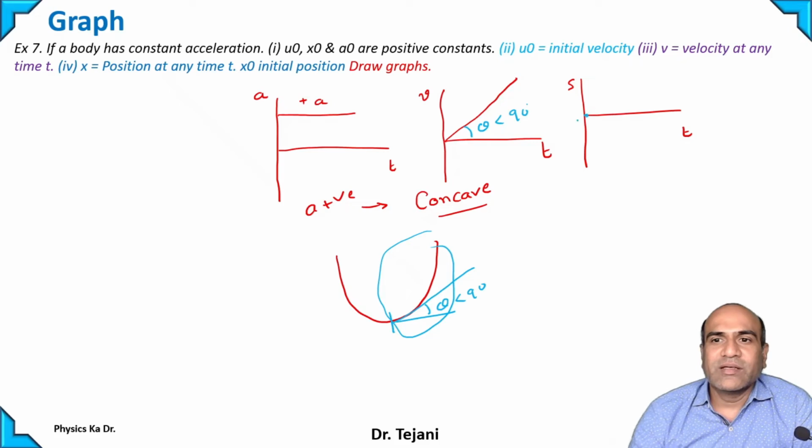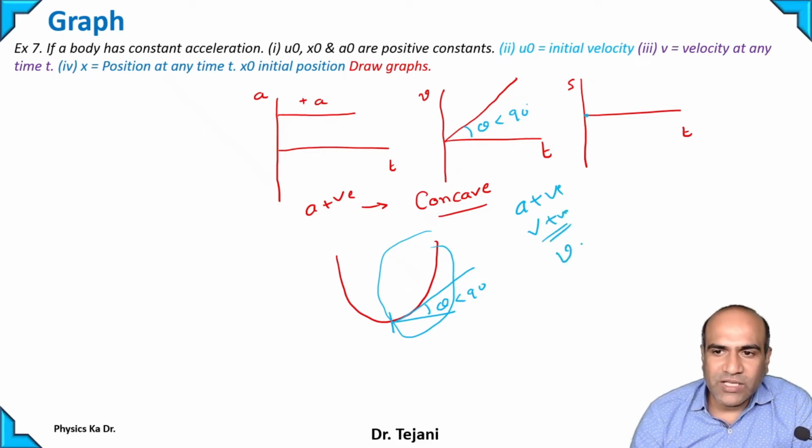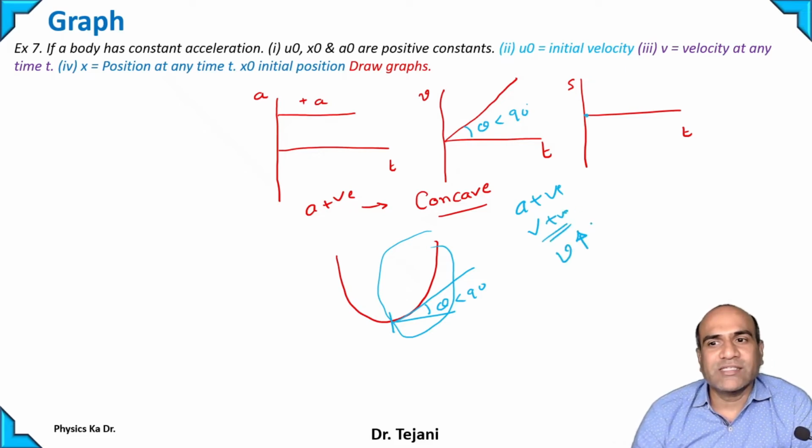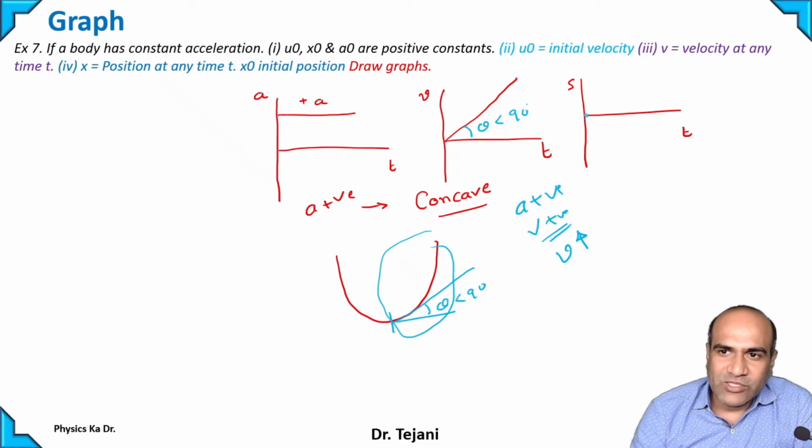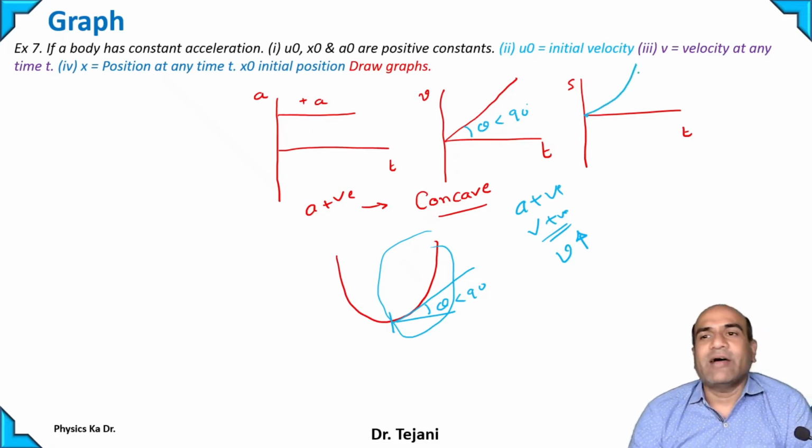Starting from this, velocity, acceleration is positive. Velocity is also positive. So velocity increases in the positive direction. So here this should be the graph.